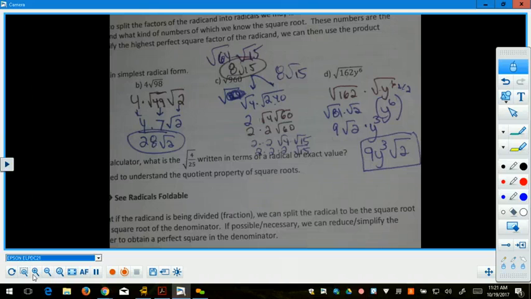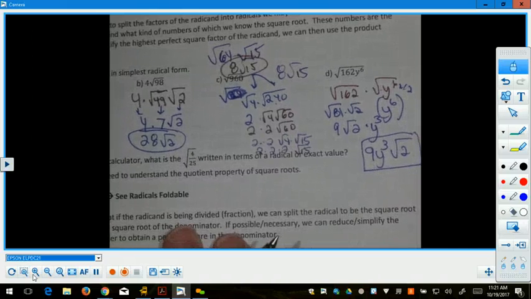For square, when it has the 3 for the root, we're not going to have to do that for this. For right now, we don't have to do it. We're just doing square roots today and tomorrow. Okay? Yes?